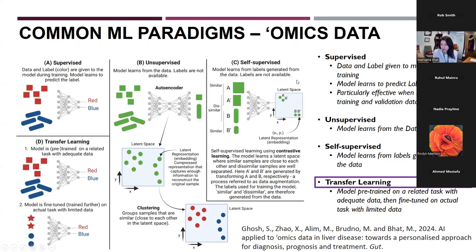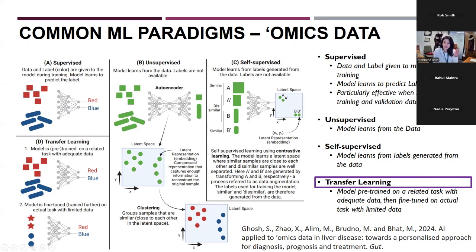This is a figure taken from a review we recently published in Gut last year, and this was written by a postdoctoral fellow in machine learning on my team. In this review, we summarize the literature around AI tools applied to omics data and liver disease.